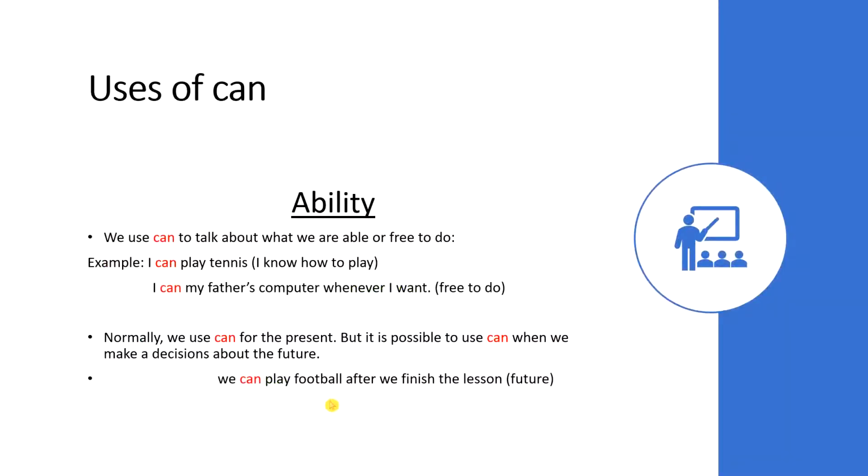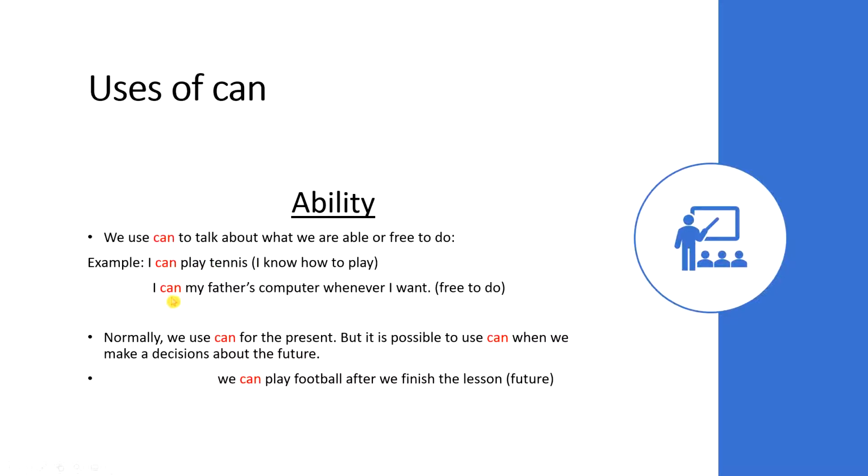So when do we use the modal verb can? We're talking about ability. We use can to talk about what we are able to do or we are free to do. Example: I can play tennis. This is I know how to do that. So this is I'm able. In Arabic we say qadir. I can play tennis.